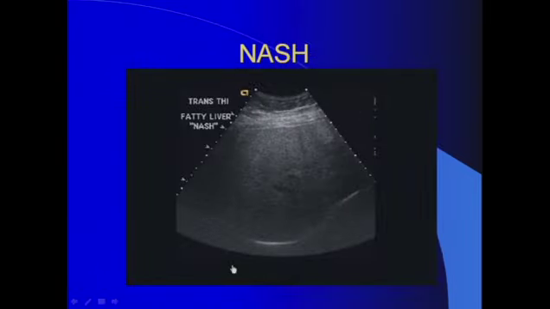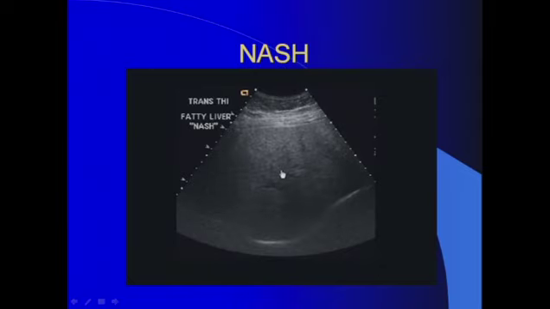Now, in this example, we call this NASH because this fatty liver is showing evidence of increased attenuation of sound through this fatty parenchyma, with significant loss of the normal architecture of the vascular and biliary tree anatomy. And the reason why we call this NASH is because this was biopsy proven.